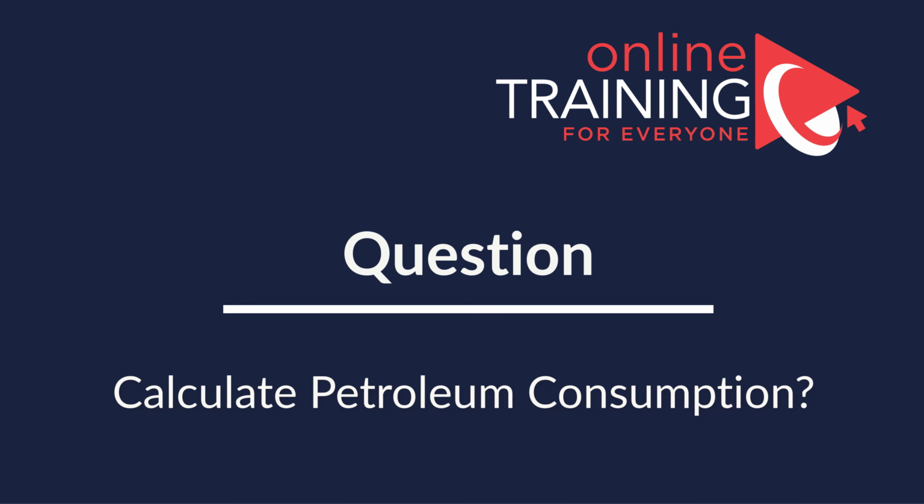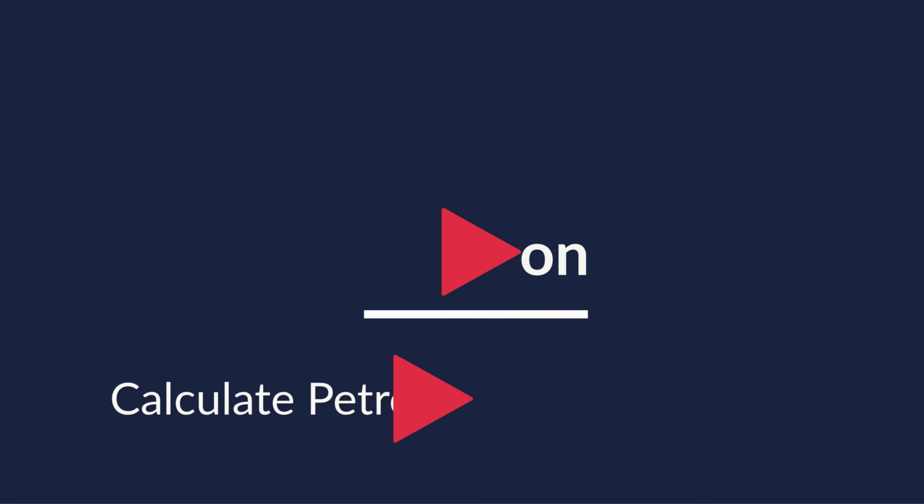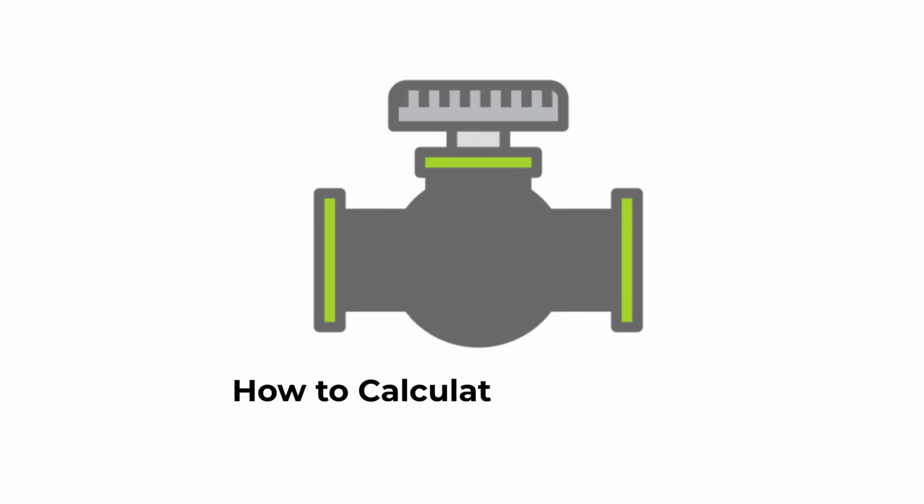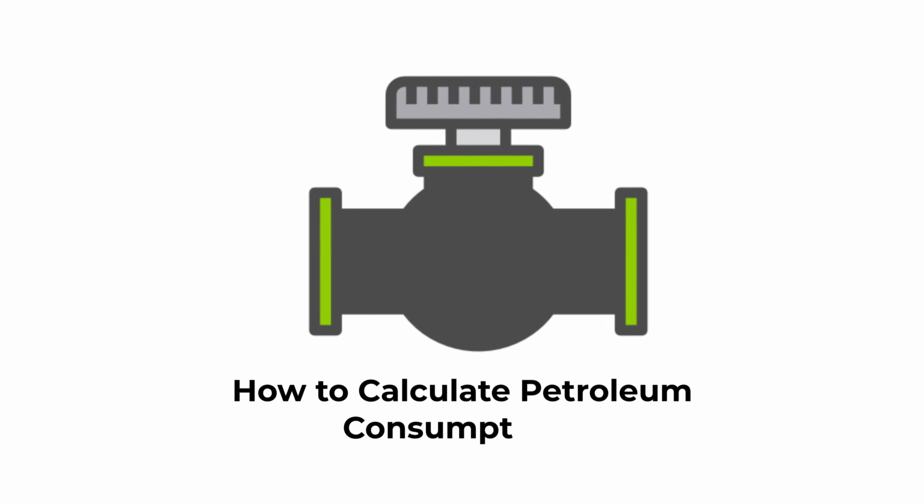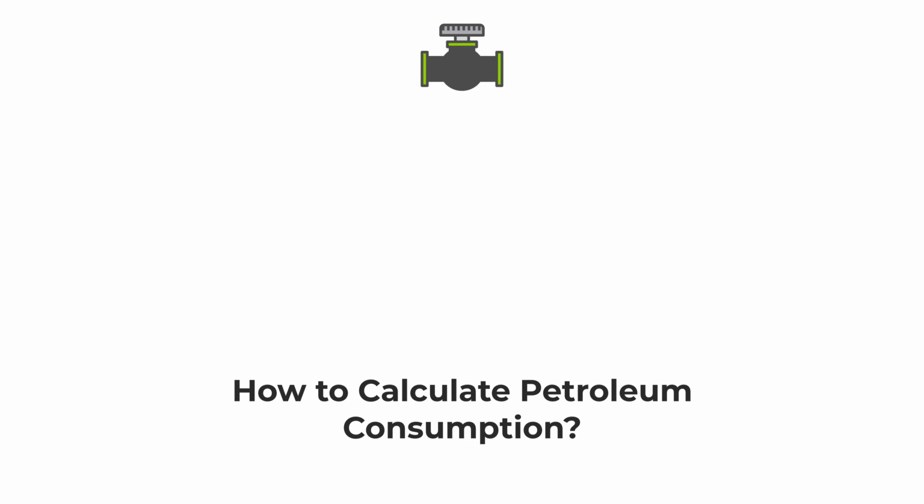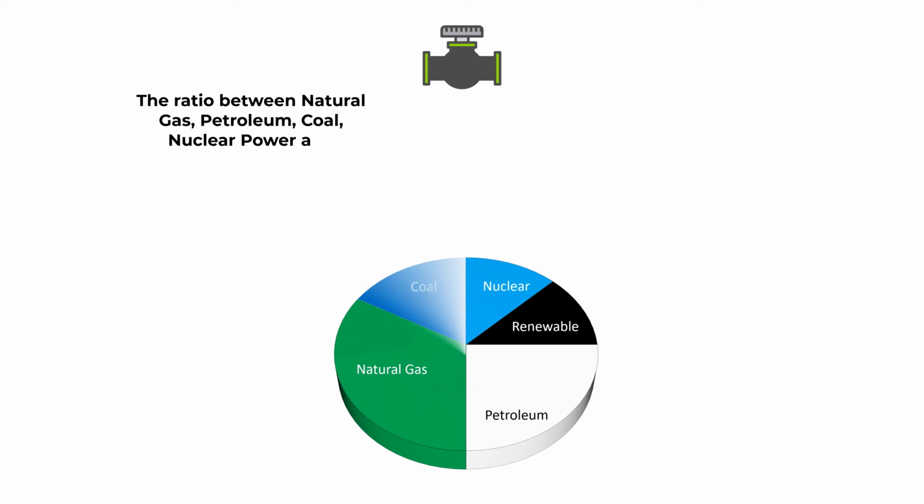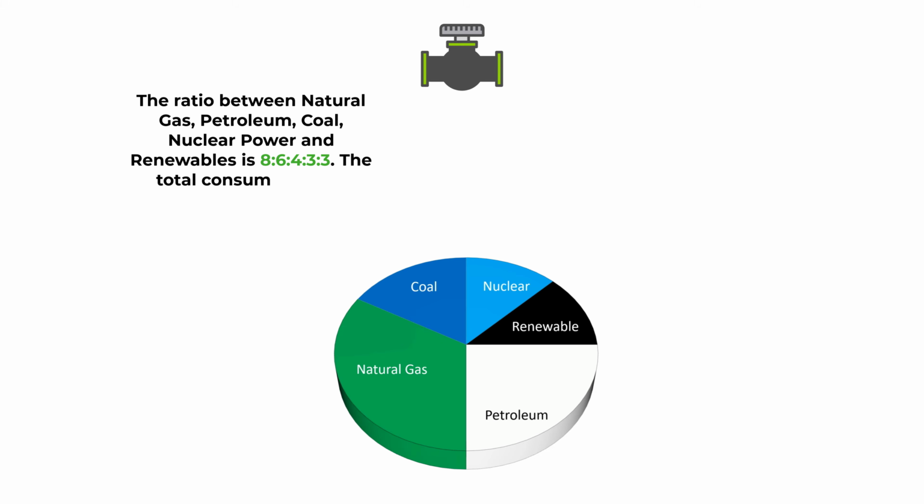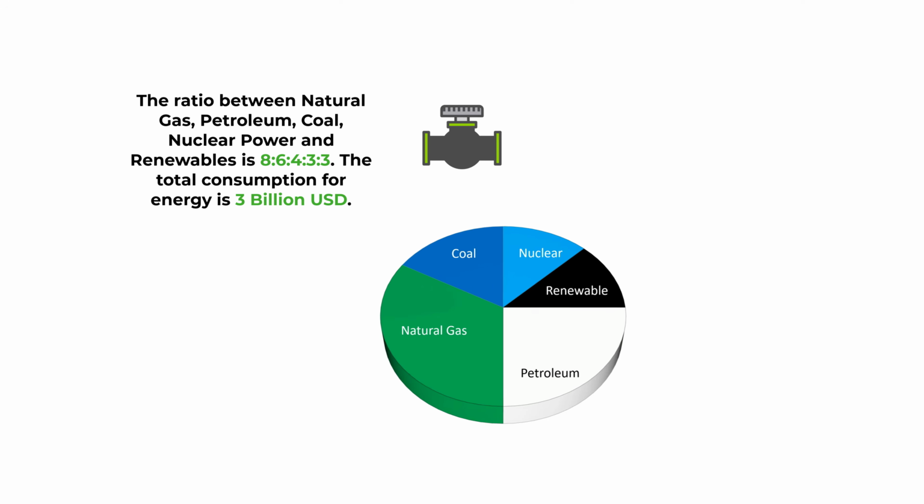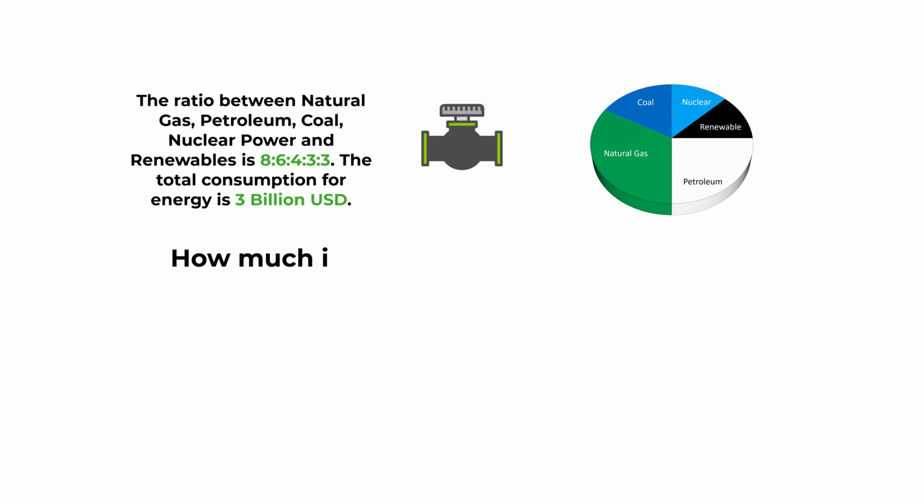A lot of times, you might be presented with pie chart questions on the test. This is an example of this type of question. You need to calculate petroleum consumption. The ratio between natural gas, petroleum, coal, nuclear power, and renewables consumption is 8 to 6 to 4 to 3 to 3. The total consumption of energy is $3 billion. So, how much in US dollars was consumed in the form of petroleum?